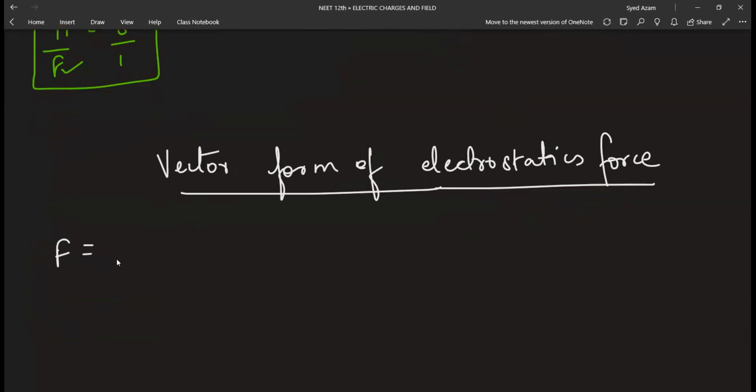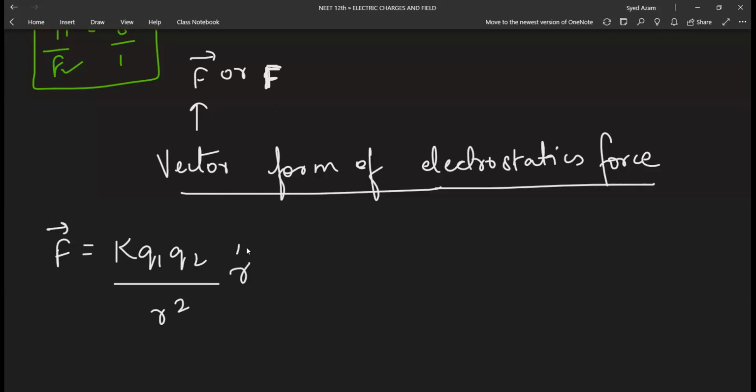So force is equal to K Q1 Q2. Now remember, we are writing this in vector form, so this arrow will always come whenever you have to represent a vector. Either you can put the vector like this, F with an arrow, or you will see it present in bold. Okay. So this is force. F is K Q1 Q2, and now you divide it by R square and multiply it by its unit vector.